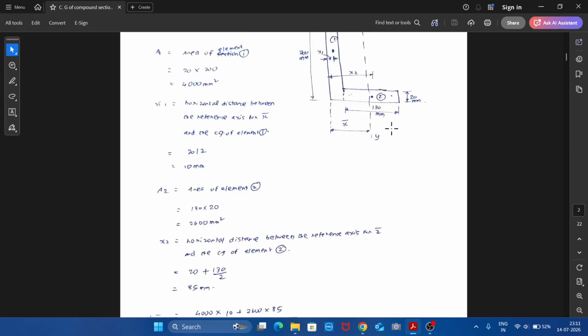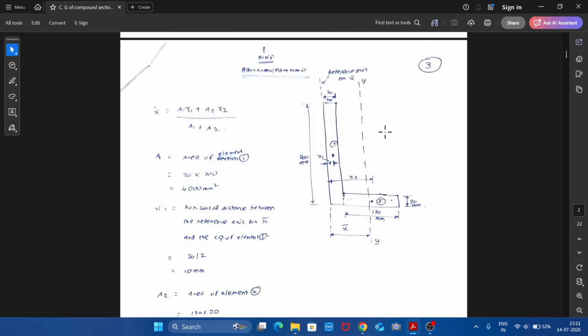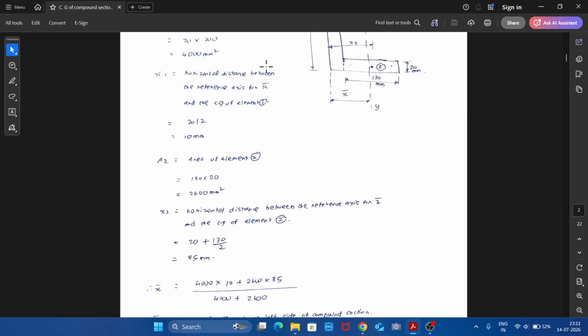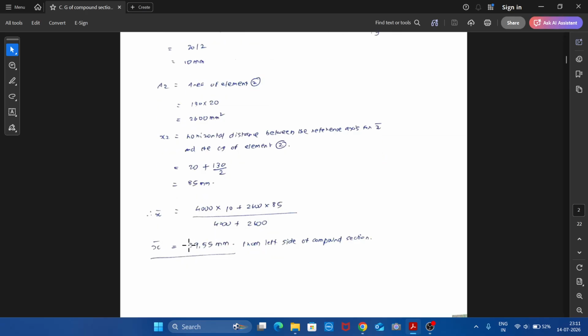So that 20 plus 130 divided by 2 will be the x2 distance. Okay, is it clear? So the x distance, the definition is the horizontal distance from the reference axis for x bar to the CG of element 1. Similarly, x2 is horizontal distance from the reference axis for x bar to the CG of element 2. So this we should be able to find clearly, without any confusion. Then if you have found a1, a2, x1, x2, then x bar equal to a1 x1 plus a2 x2 by a1 plus a2. Therefore, x bar equal to 39.55 mm from the left side of the compound section.